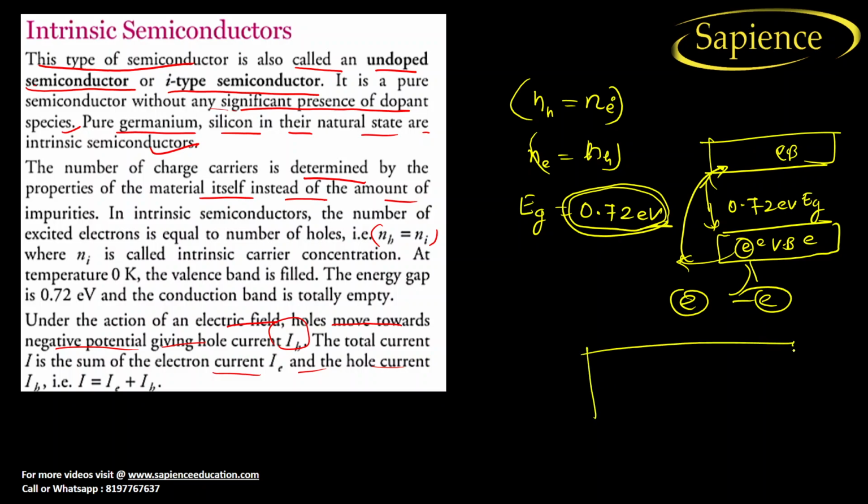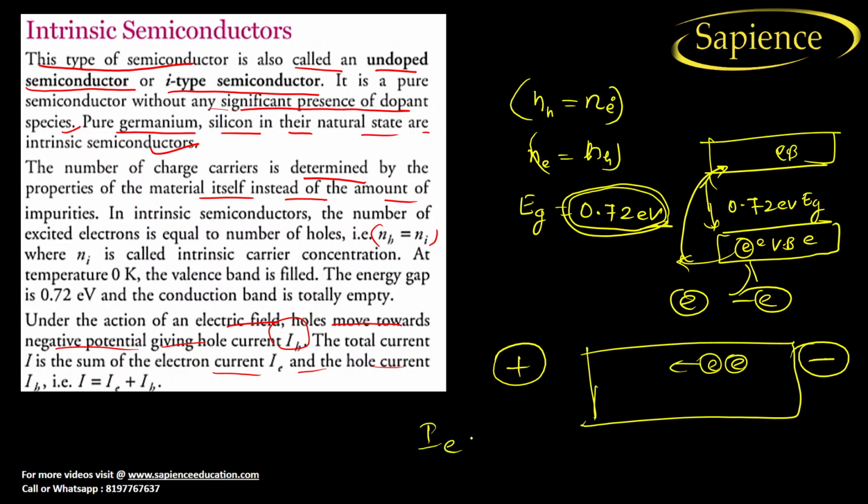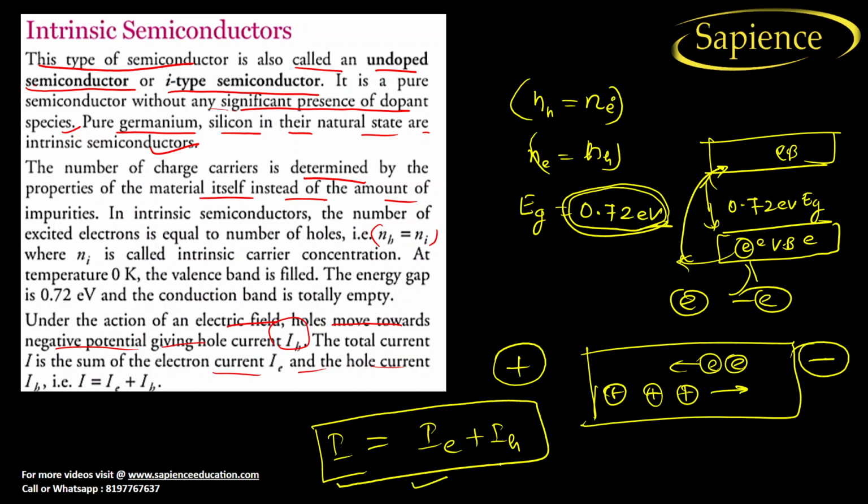Now see, let us consider this is a semiconductor. This side is the positive terminal and this is the negative terminal. So electrons will move in this direction, which creates a current due to electrons. At the same time, positive charge will also appear to move in the direction from positive to negative, so it will also create a current. So the total current will be equal to the current due to electrons plus the current due to holes. Okay, and the intrinsic semiconductor is a pure semiconductor and there is no external doping in this case.